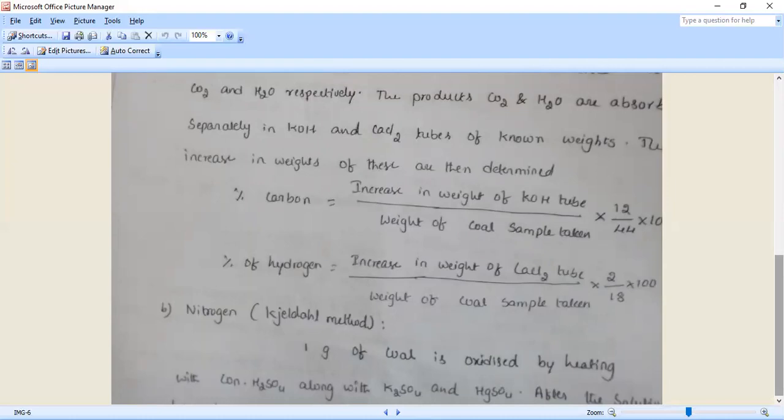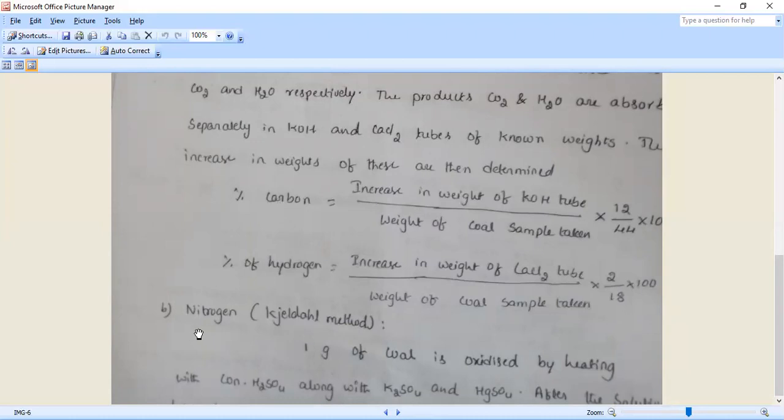To calculate the percentage of carbon: the increase in weight of the potassium hydroxide tube divided by the weight of the coal sample taken, into 12 by 44, into 100. Here 12 is the atomic mass of carbon. So we get the percentage of carbon. Similarly, percentage of hydrogen equals the increase in weight of the calcium chloride tube divided by the weight of coal sample taken, into 2, the mass of hydrogen, by 18, the molecular mass of H2O, into 100. We get the percentage of hydrogen present in the 1 gram of coal.